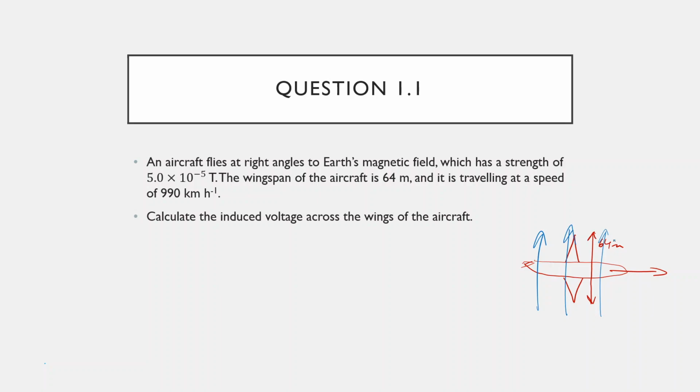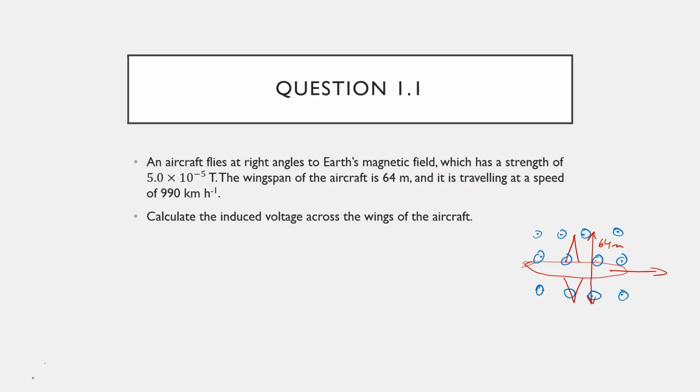Actually, this question doesn't even make any sense. Let's pretend, for whatever reason, that the magnetic field is into the page, even though it wouldn't be, but this question wouldn't make sense otherwise. Okay, magnetic field is into the page, and the plane is flying to the right. Okay, so now our job is to calculate the induced voltage across the wings of the aircraft.